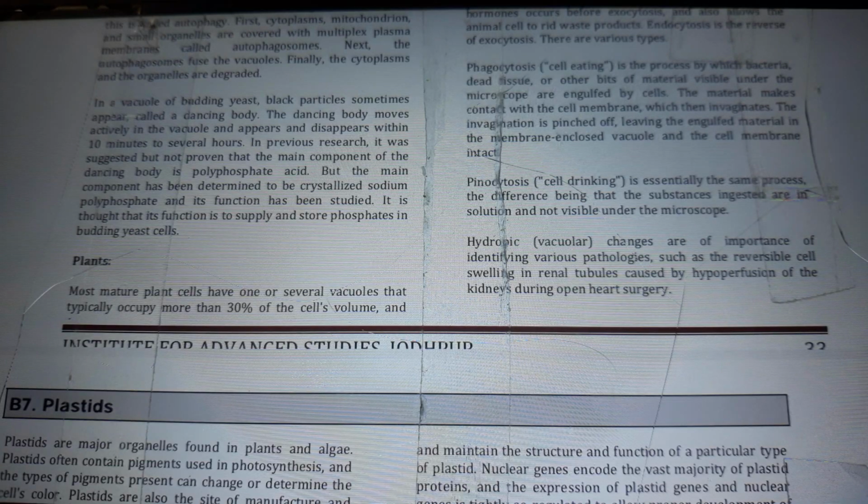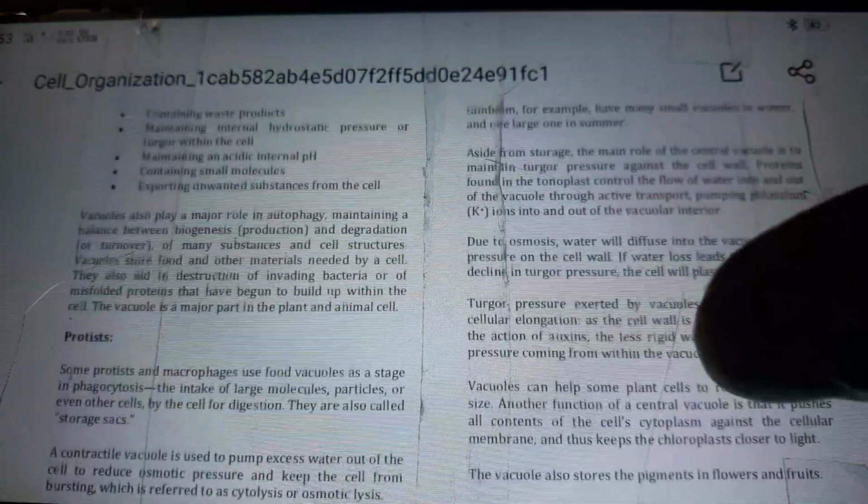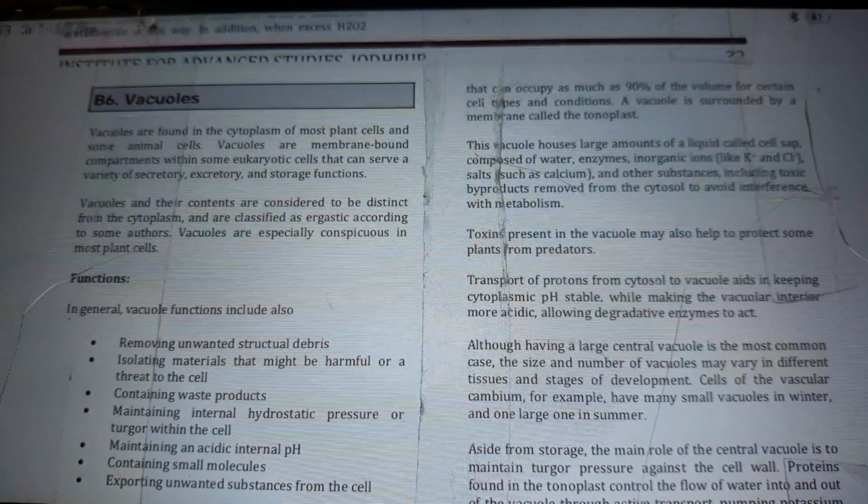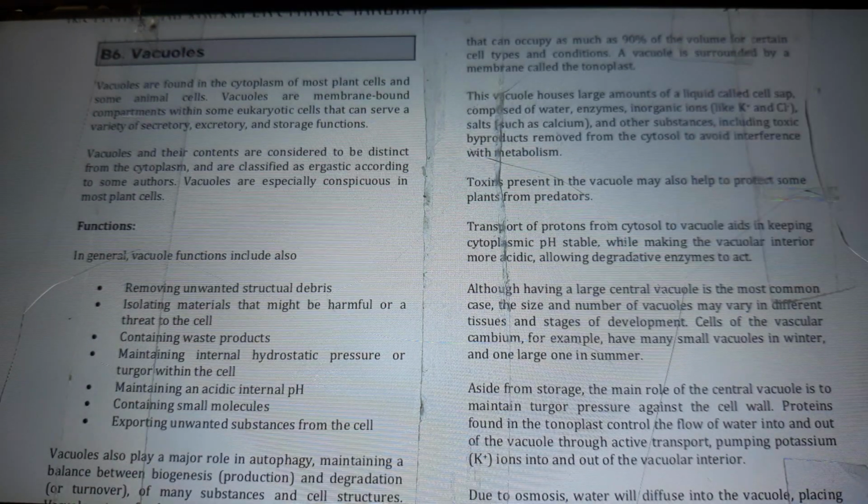Plants. Most mature plant cells have one or several vacuoles that typically occupy more than 30% of the cell's volume, and that can occupy as much as 90% of the volume for certain cell types and conditions. A vacuole is surrounded by a membrane called the tonoplast. This vacuole houses large amounts of a liquid called cell sap, composed of water, enzymes, inorganic ions like K+ and Cl-, that's chlorine, salts such as calcium, and other substances, including toxic byproducts removed from the cytosol to avoid interference with metabolism. Toxins present in the vacuole may also help protect some plants from predators.